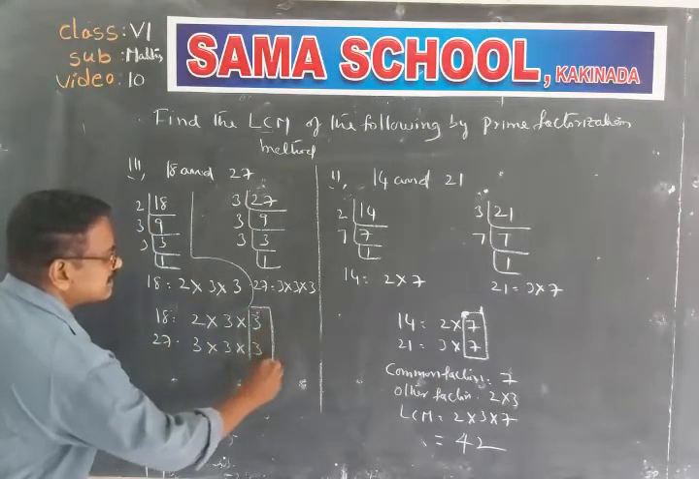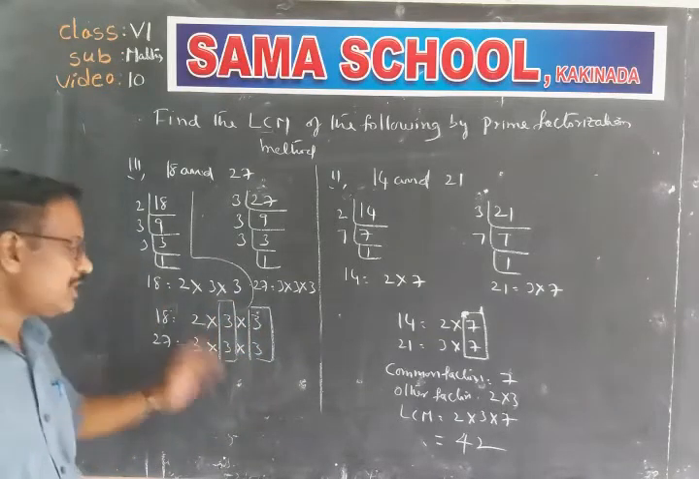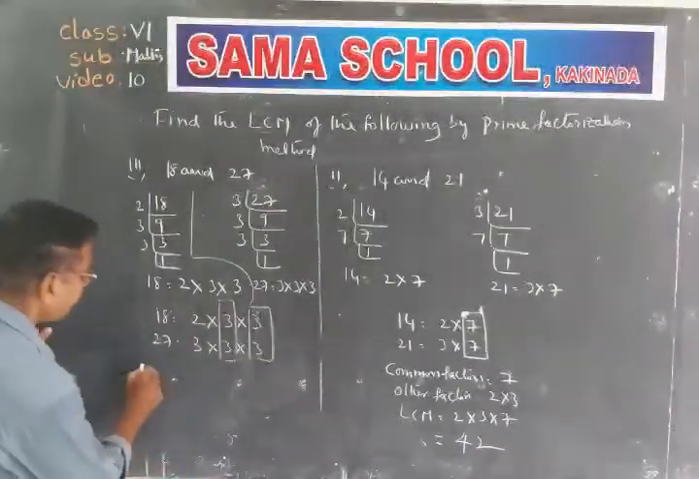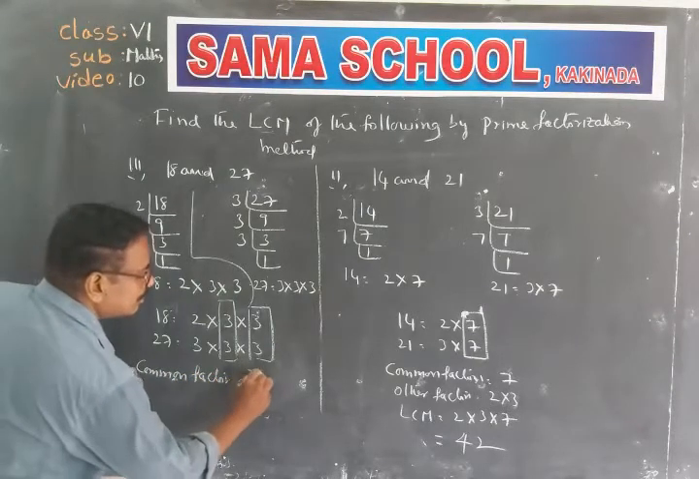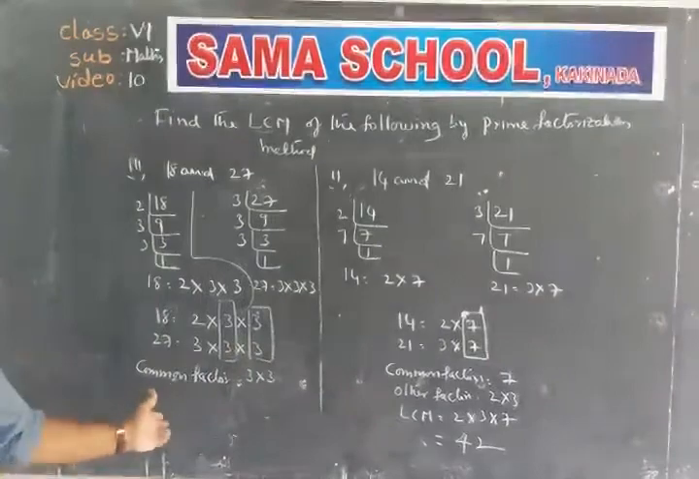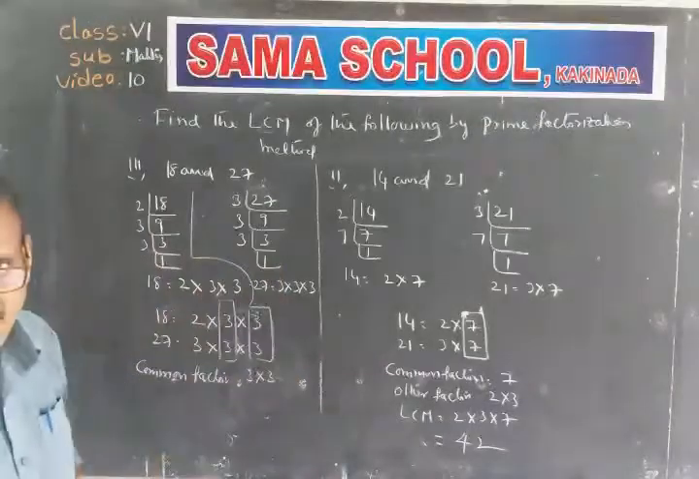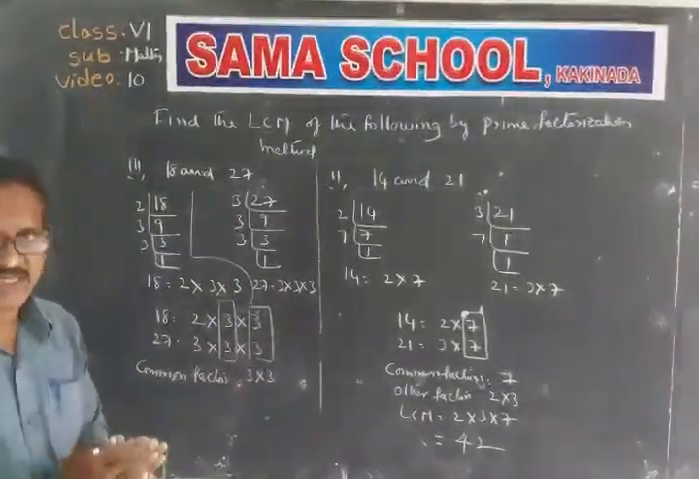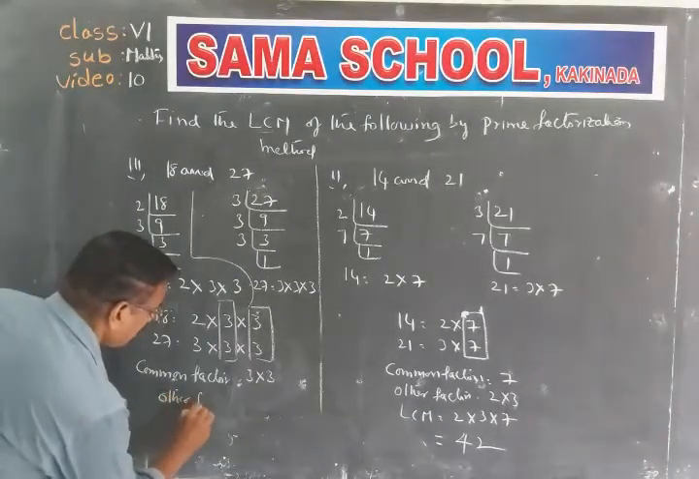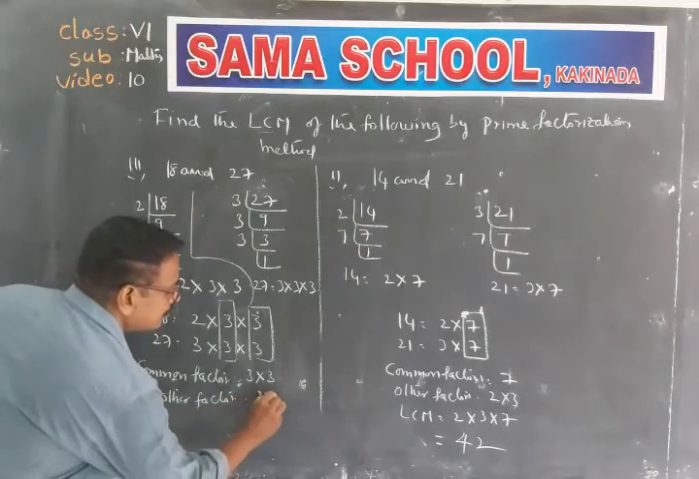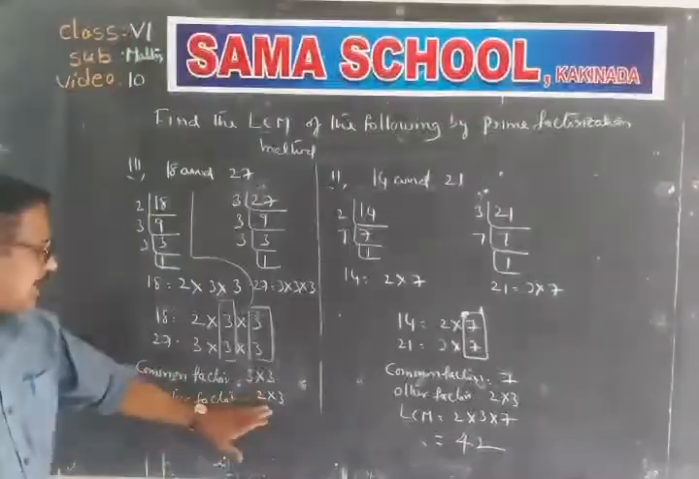What are the common factors? In these given two numbers, first write the common factors. The common factors are 3 into 3. Now what to do next? Find the other factors also. First you take the common factors 3 into 3. The other factors are 2 into 3. Okay. First you find the common factors and the other factors.